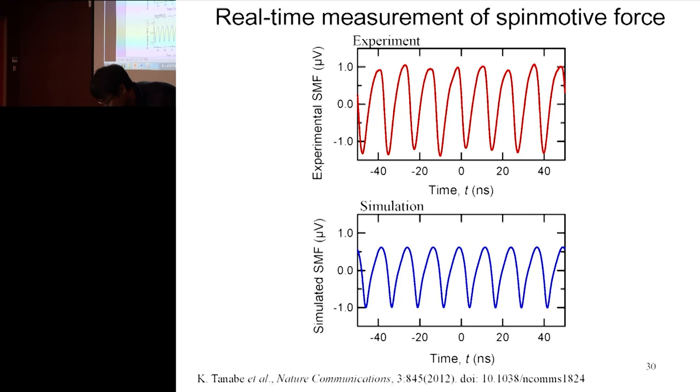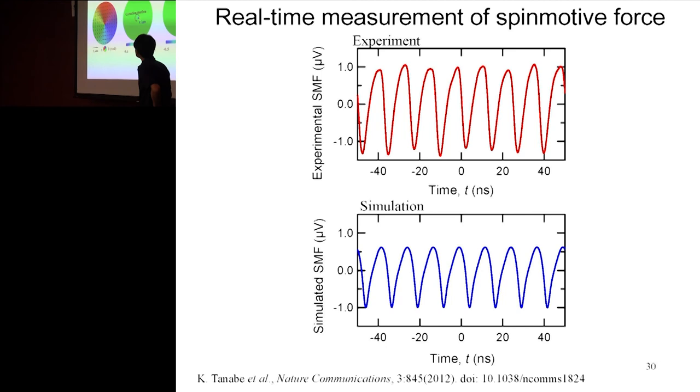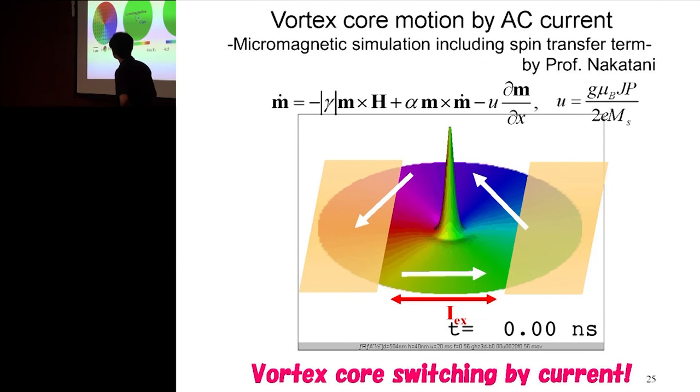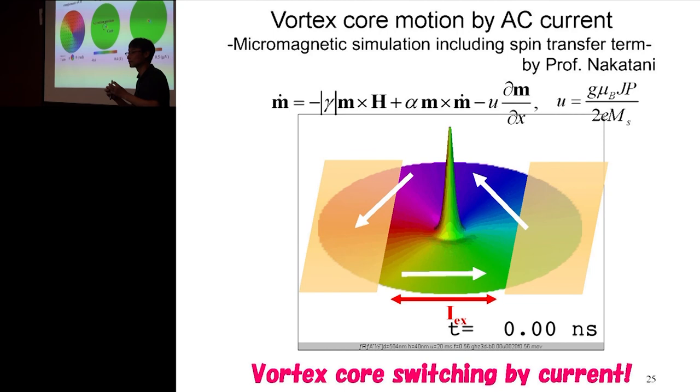I think the best way is to see the calculation result. I have some calculation result. This is just the in-plane component of magnetization, and this is the perpendicular component of magnetization. Around the core, you see an upward and downward pair of magnetization. When this core shows gyration, this spin structure changes in time, which creates spin motive force, and that is shown in this figure. You see the positive and negative spin motive force as a pair. Is this an answer for your question?